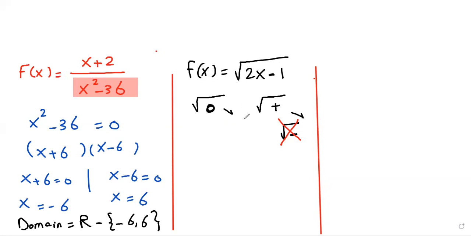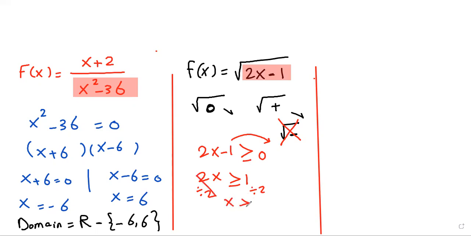So if I have 2x minus 1, what are the values we can find under the square root? 2x minus 1 must be greater than or equal to 0. Move minus 1 to the other side, so 2x greater than or equal to 1. Then divide by 2, divide by 2. Then x greater than or equal to half.